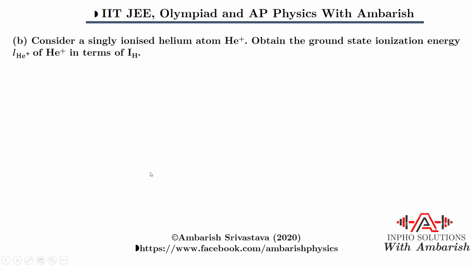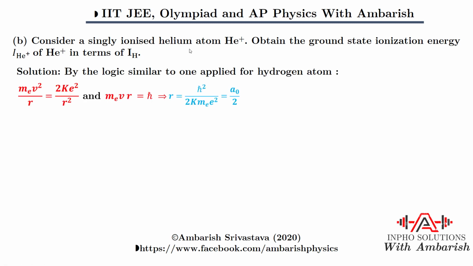Okay. Now the second part: consider a singly ionized helium atom He plus. Obtain the ground state ionization energy I_He+ of He plus in terms of IH. So this is again a straightforward problem. We know the ionization energy of hydrogen and we want to find the ionization energy for helium. So you know that E is equal to E0 Z squared by n squared. We know it even before solving this, but we just have to do some maths and solve the equations formally to get the solution to this one. Again, a pretty straightforward question.